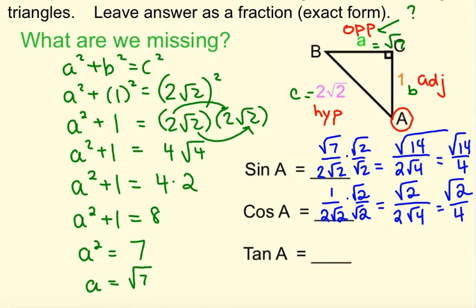All right, last one. Tangent, TOA, opposite over adjacent. So opposite is square root of 7 and adjacent is 1. Reduce that and you get the square root of 7.